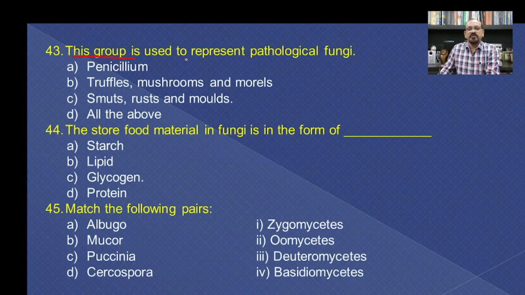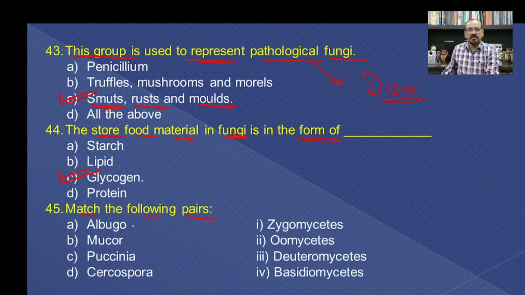Then, this group is used to represent pathological fungi. Pathological fungi means that it causes diseases of different organisms. It may cause smut disease or rust disease or even molds. So these are the groups of fungi which are pathogenic in nature. The stored food material in fungi is in the form of glycogen. Then, match the following pairs.